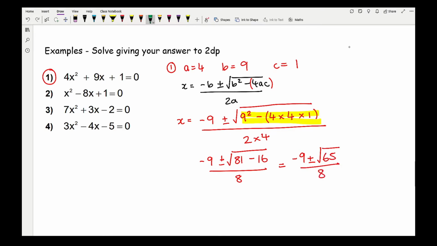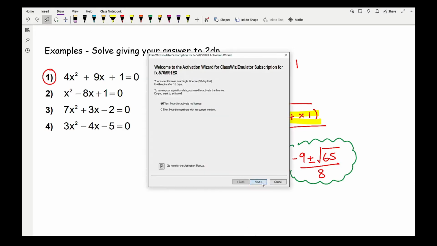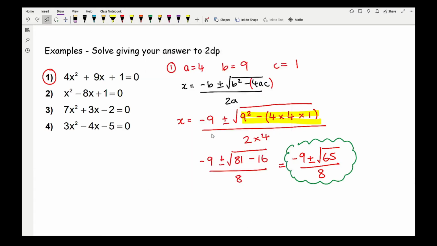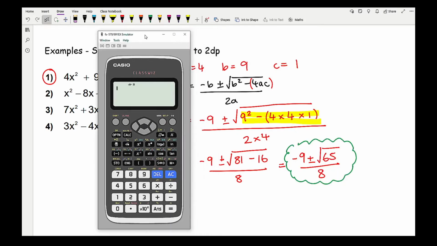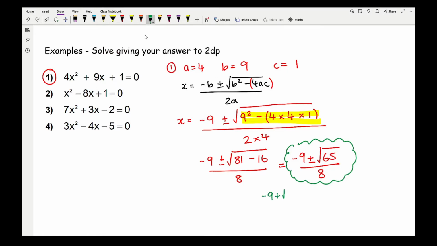Now this is what I'm going to type into my calculator. So this is the actual answer. So for this, what I need to then do is get my calculator, and let me just load it up, and here we go. So on my calculator, what I'm going to do is enter this. Now for one solution, I'm going to write a plus. So for one, I'm going to write minus 9 plus root 65 over 8 equals, and then for the other answer, I'm going to write minus 9 minus root 65 all divided by 8, and then write down those two answers. And again, making sure that I round to 2 decimal places.